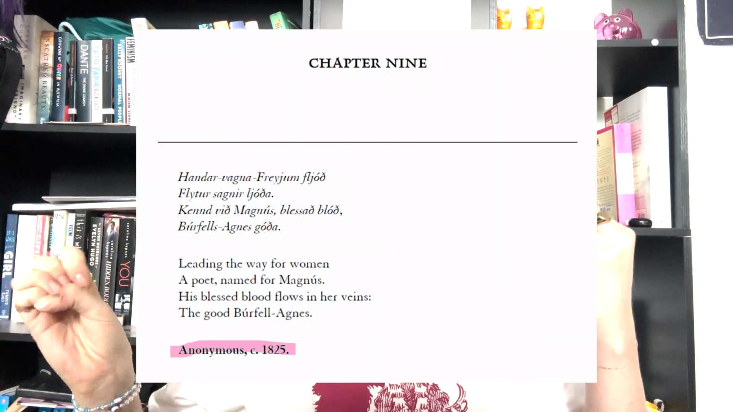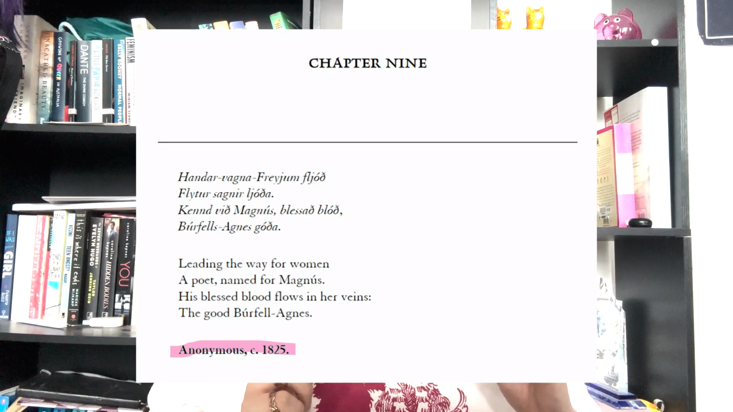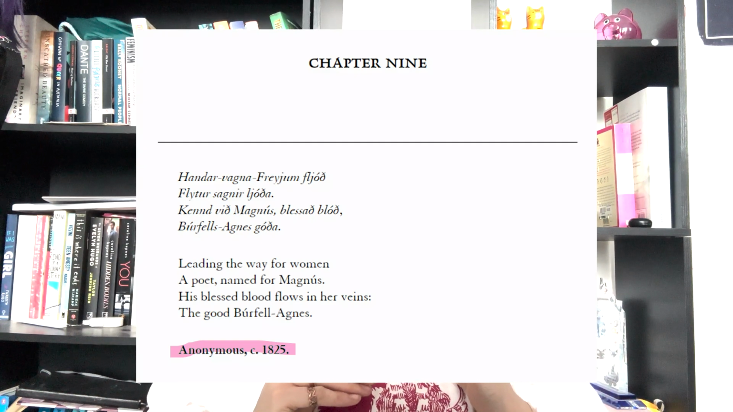Chapter 9 is so interesting, and I don't think we talk about it nearly enough. It starts with another poem, this time an anonymous one, and it says, "Leading the way for women, a poet named for Magnus. His blessed blood flows in her veins, the good Berthel Agnes." So this is obviously about our friend Agnes Magnusdotter, but it's anonymous, and we want to think about why that might be. Why, when there's something positive being said about Agnes, is it anonymous, whereas most things have a name to them?